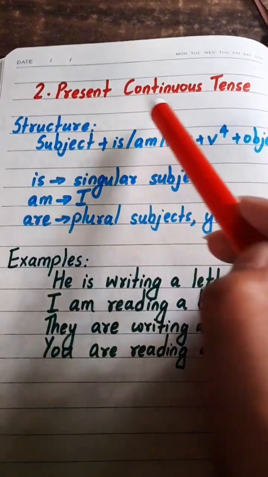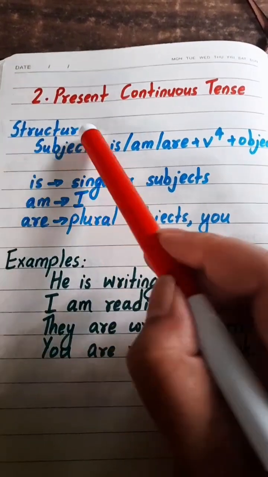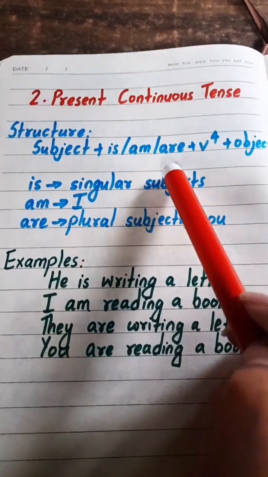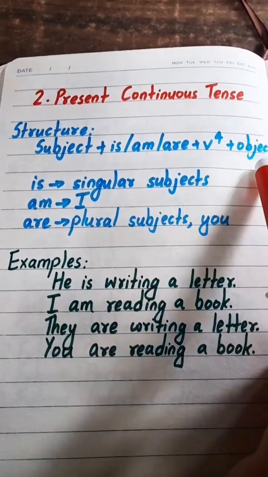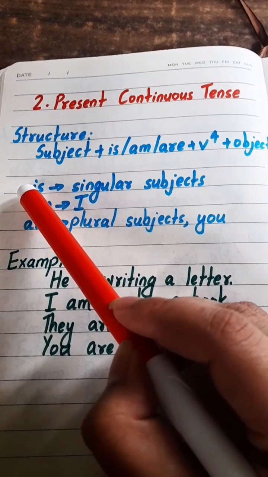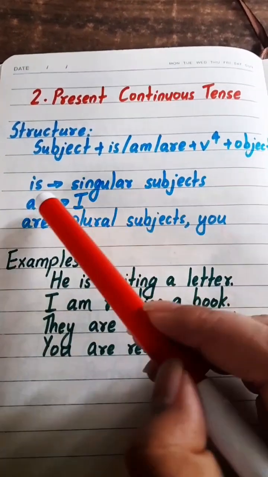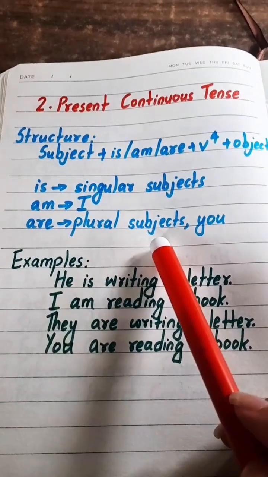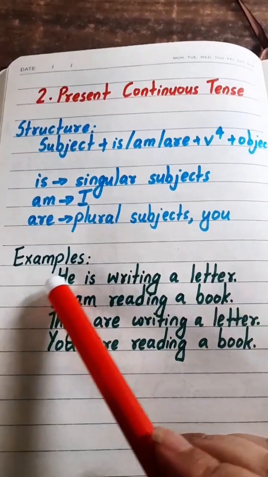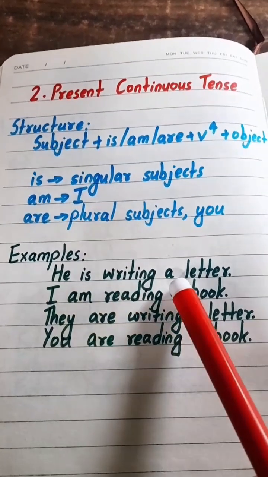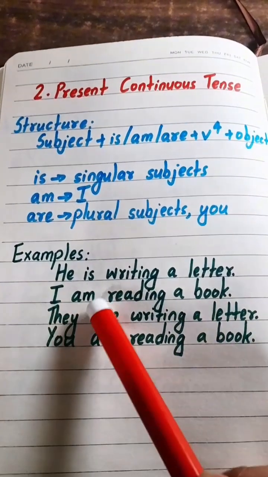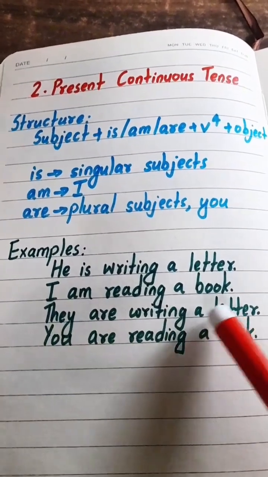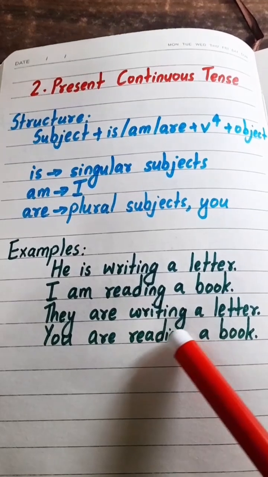Number 2, present continuous tense. Its structure is subject plus is or am or are plus verb 4 plus object. We use is with singular subjects. We use am with I. We use are with plural subjects and you. Examples, he is writing a letter. I am reading a book. They are writing a letter. You are reading a book.